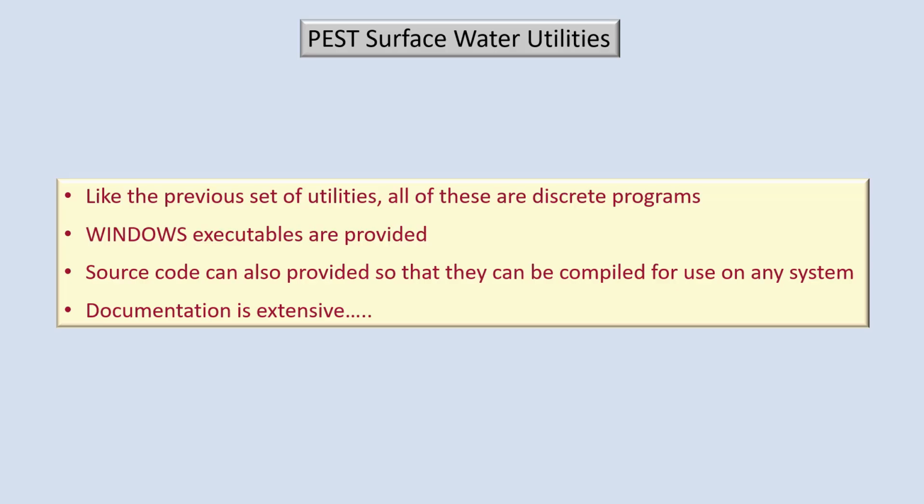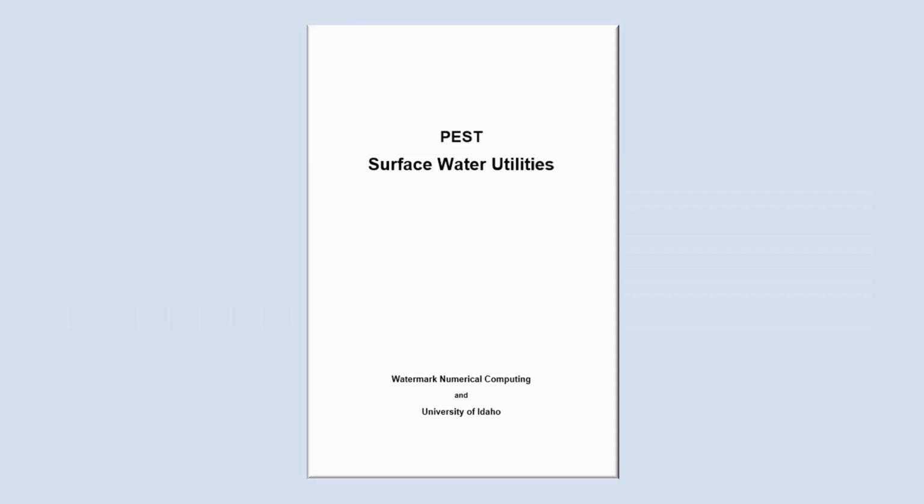And finally, let me discuss the surface water utility suite that, like the groundwater utility suite, can be downloaded from the PEST website. Like all the other software that I've discussed in this video, this suite is comprised of a set of discrete programs for which Windows executables are provided, but source code is also provided so that they can be compiled for use on a Linux system. And, as always, documentation is extensive.